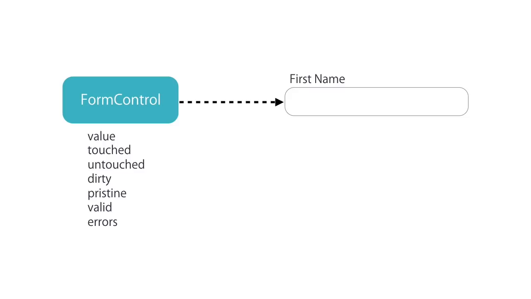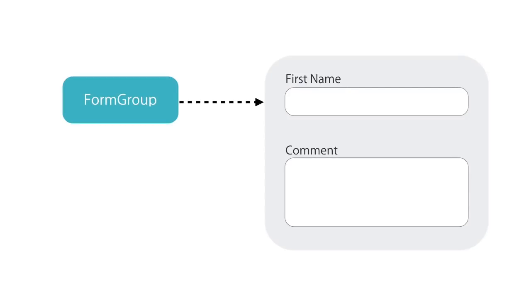So for each input field in the form, we need a control object. Now, similar to the control class, we have another class called FormGroup, which represents a group of controls in a form.